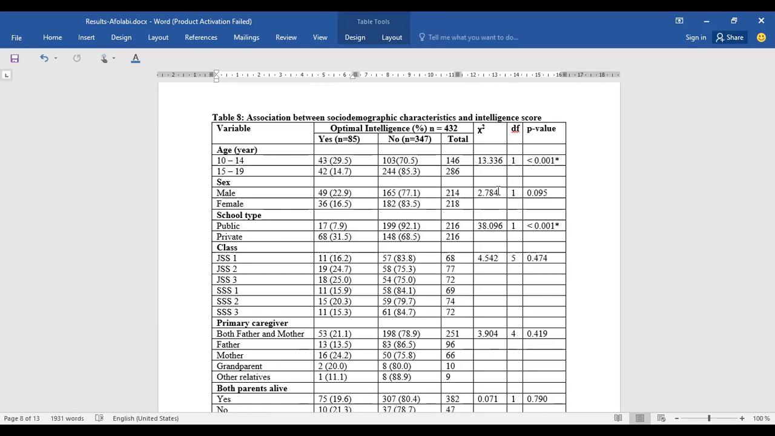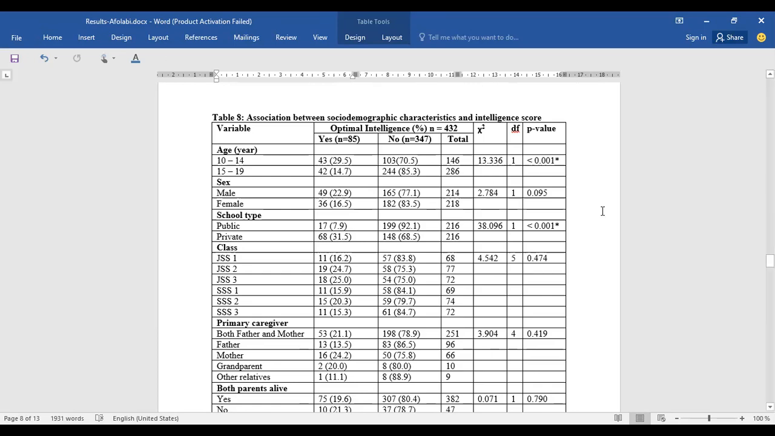You get it now? And the other one, the class, there is no association. In that one the p-value is not significant. So there is no association between intelligence and the class the person belongs to.